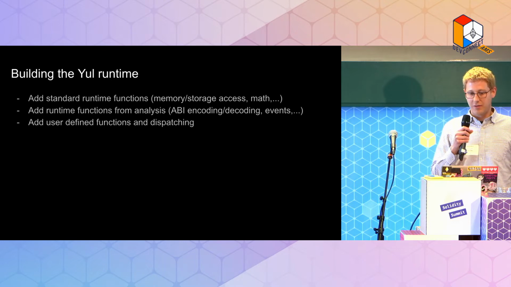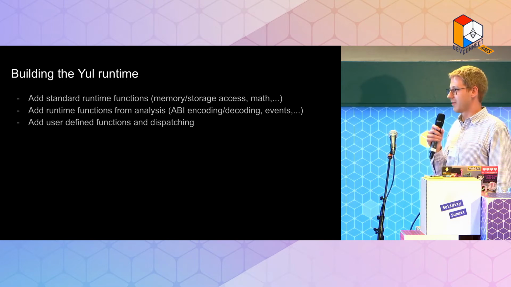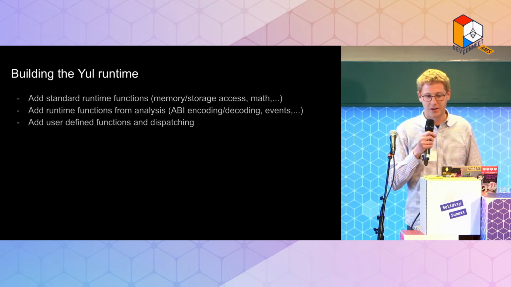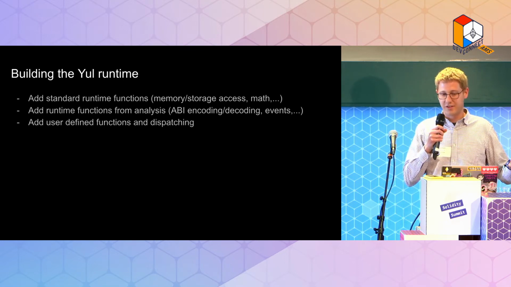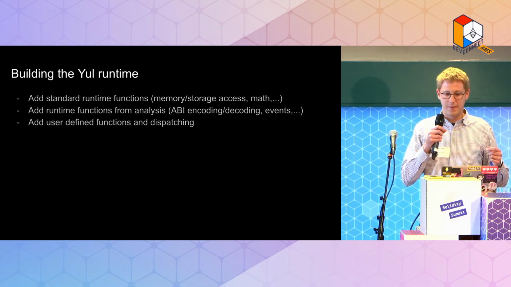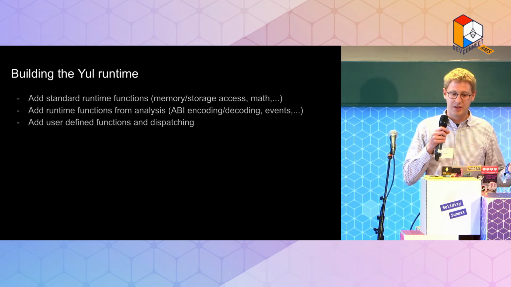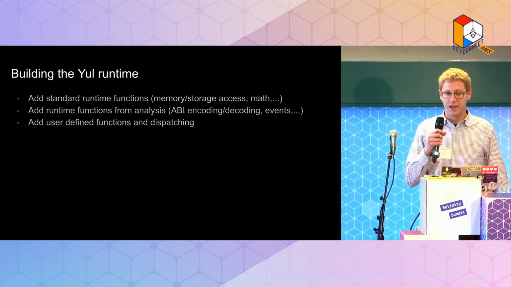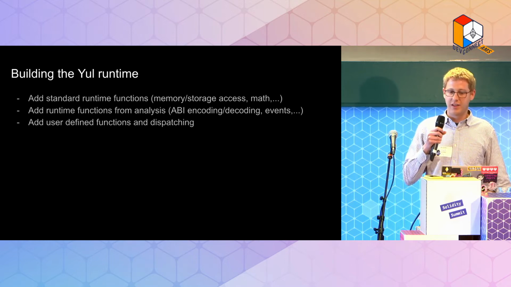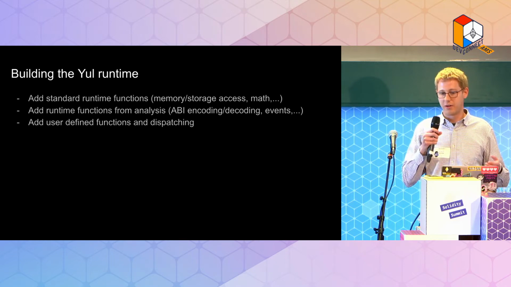The bulk of it is adding all of these runtime functions for everything you need, and then mapping user statements to use these runtime functions, and doing the encoding and decoding and call dispatching. The first kind is standard runtime functions, like math stuff, very simple ABI encoding and decoding functions, memory and storage access, things like that. And then you have analysis-based runtime functions, things that you can't just add without thinking about. These are more complicated ABI encoding and decoding functions.